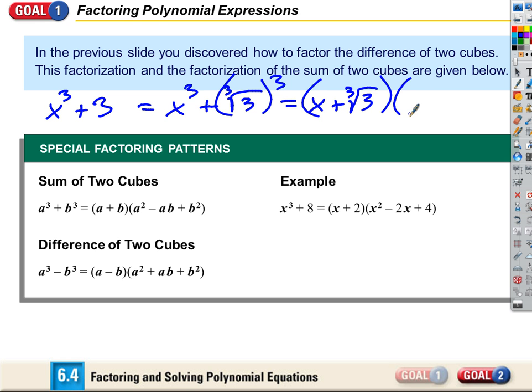Times a squared, so that's x squared, minus ab, so that's going to be cube root of 3x, plus b squared. Well, what is the cube root of 3 squared? This is something we're going to talk much more about next chapter. You can write it that way if you want to. It's the cube root of 3 squared. Another way of writing that is as 3 to the 2/3 power. But that's for next chapter.